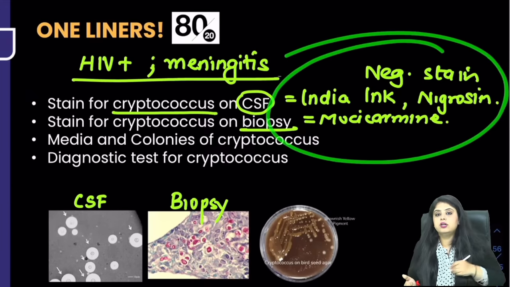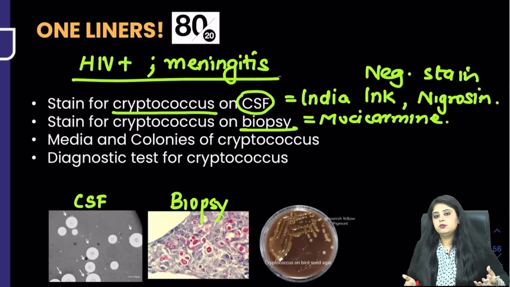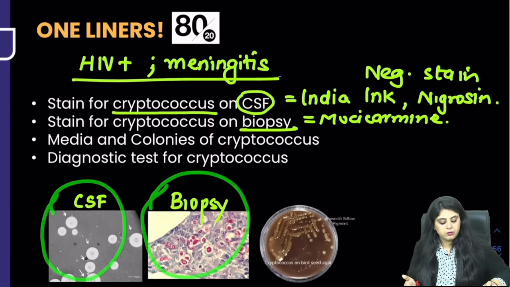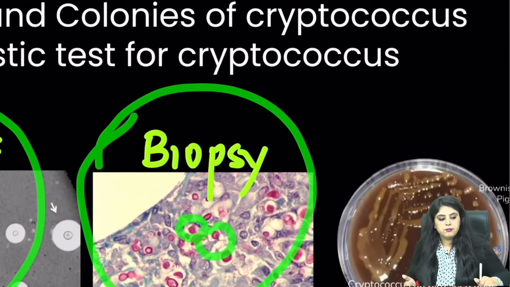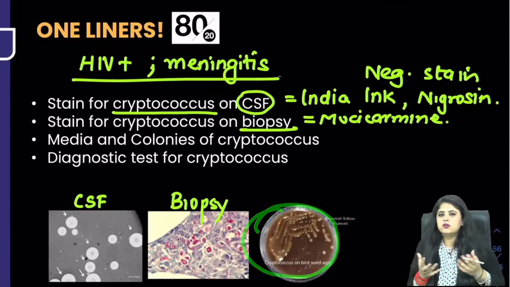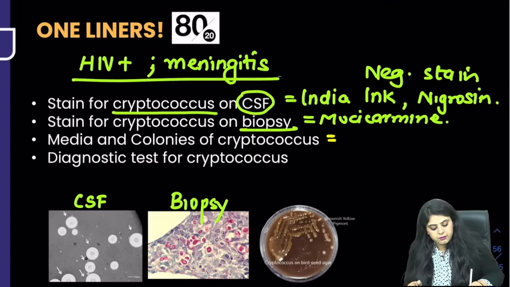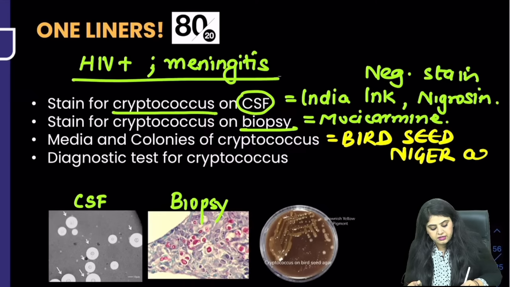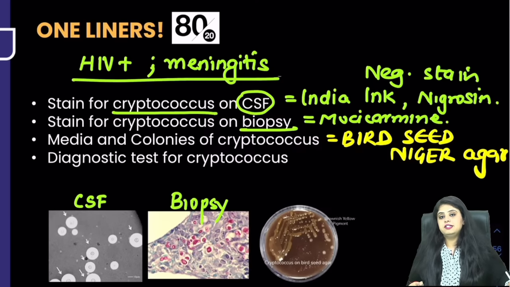The options will have all of these. Where do they want me to do which stain? On a CSF sample, I do negative staining. On a biopsy, I'm going to do this red colored mucicarmine stain. Finally, what is the culture media? I can see something going brown, so I'm going to call it bird seed niger agar. Niger will anyway tell me that something is going brownish. So, bird seed niger agar.